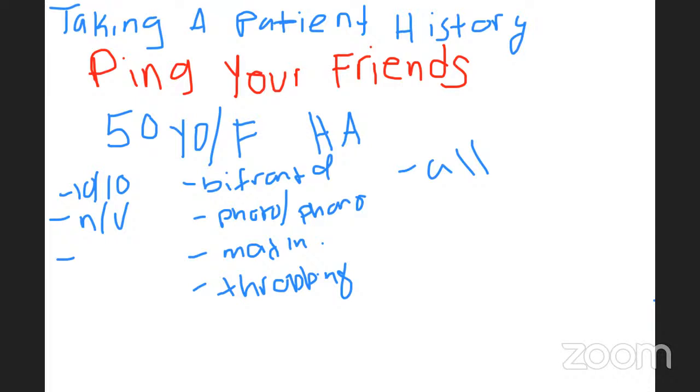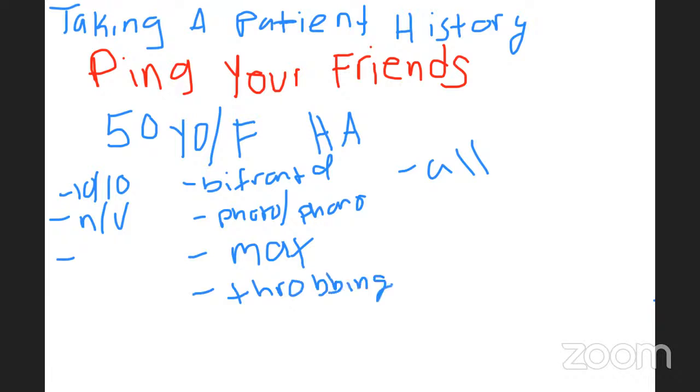So, 50-year-old presented with a bifrontal headache with 10 out of 10 severity, with associated nausea and vomiting, photophobia, and I'm not sure what the other symptom is. The last one that you wrote. Okay, let me. Do you see it now? I'm rewriting it. Yeah, I see phonophobia. That was phenomenal. That's exactly how I would have said it.